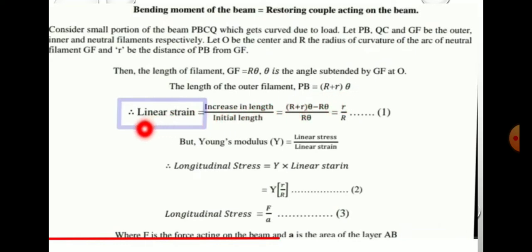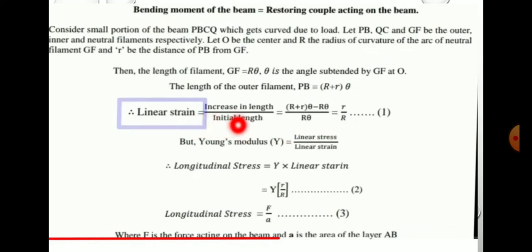Then linear strain is equal to increase in length divided by initial length. Increase in length is (R plus small r) theta minus R theta, divided by R theta. When rearranging or cancelling the terms, we get r by R. That is equation number 1.